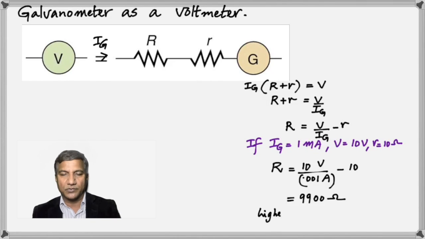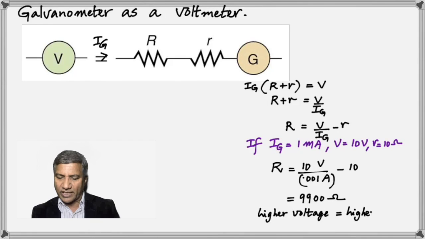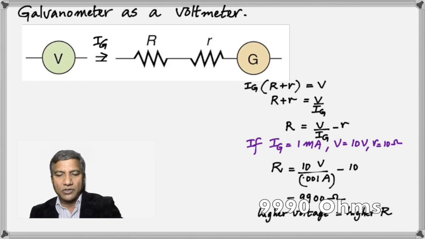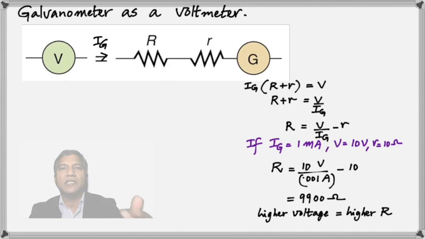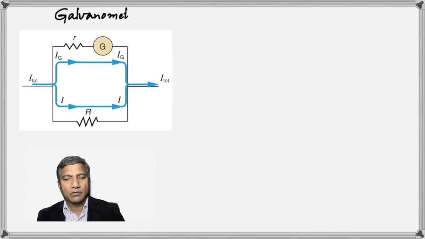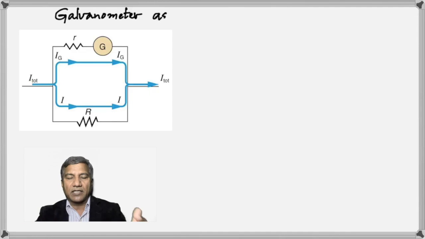9,900 ohms. 10 by 1,000, 10,000 minus 10, so that should actually be 9,990 ohms. Okay, so I see the mistake there. 9,990 ohms must be connected in series to this galvanometer to convert it into a voltmeter. Now, to convert a galvanometer into an ammeter, it's exactly the opposite of what we did before.